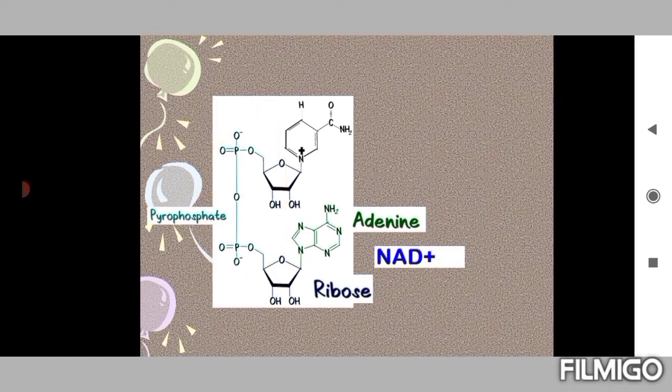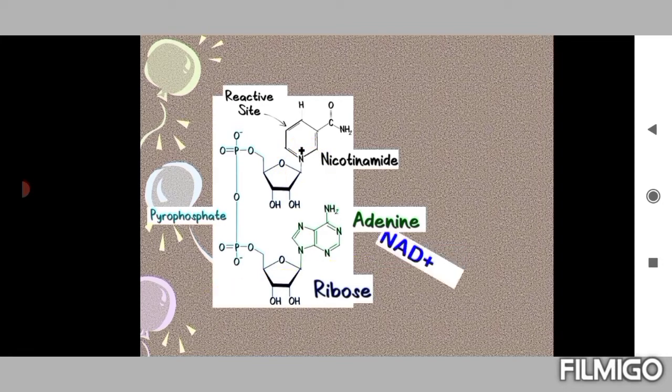And this is nicotinamide. This is the most reactive part of NAD plus, and the nicotinamide ring is the reactive part. This is because in the oxidized form, the nitrogen atom here carries a positive charge. That's why this is indicated as NAD plus also, the positive sign.